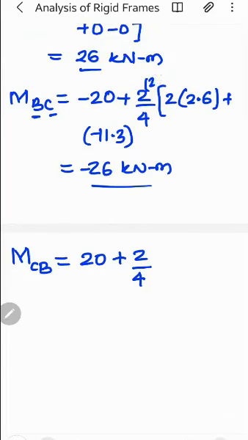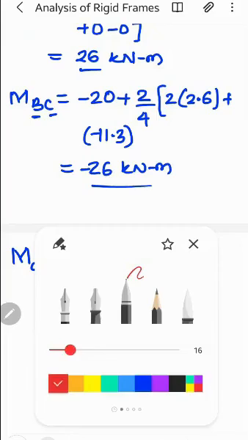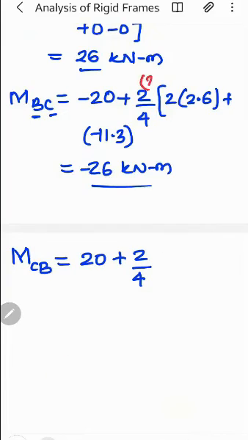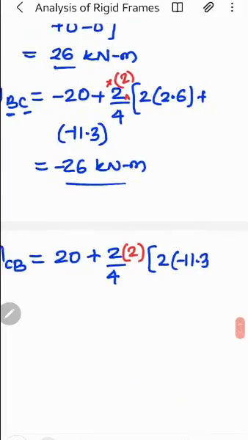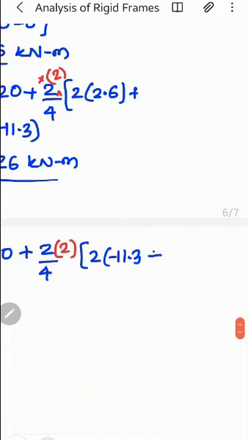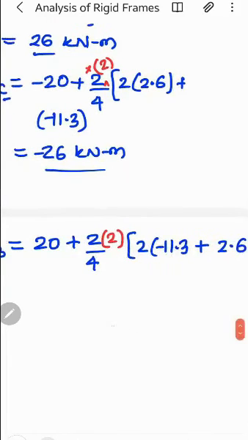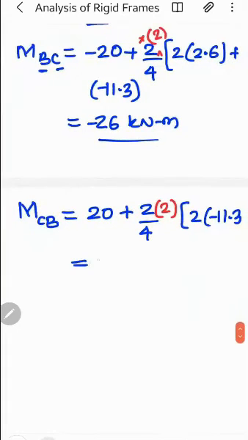So substitute 2I here. So this is into 2. You will get it into 2 here, right? Now here also into 2, that is 2I. Then bracket 2 theta C, 2 into theta C minus 11.3 plus theta B is 2.6, right? Minus 3 delta over L, 0. And if you calculate this, you will get it 0, right?